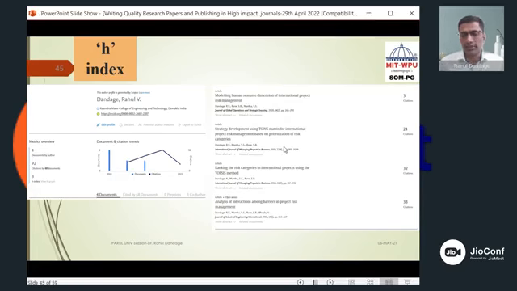Scopus will not be defining I-10 index because I-10 index is the property of Google Scholar. Only Google Scholar is going to define I-10 index. Others are not defining I-10 index.